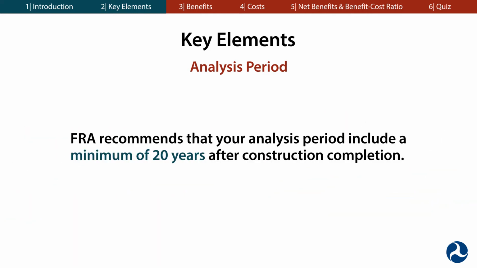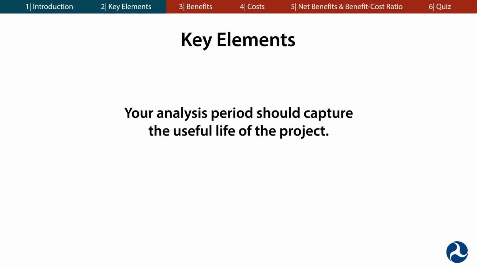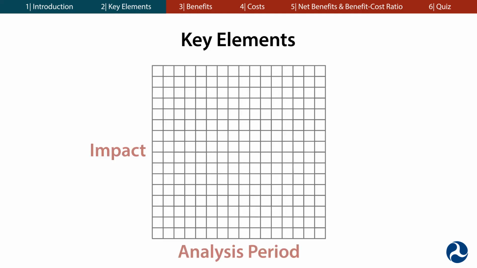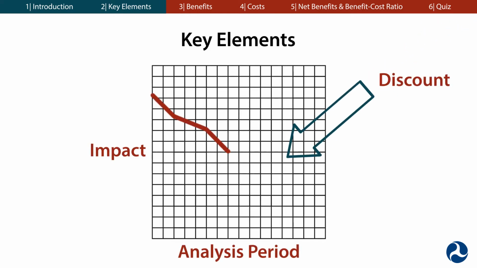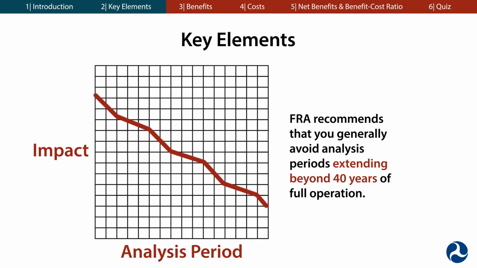FRA recommends that your analysis period include a minimum of 20 years after construction completion. Your analysis period should capture the useful life of the project. However, in a BCA, each subsequent year is discounted more heavily than the previous year, and thus, each subsequent year is increasingly unlikely to impact the overall findings of the analysis. For these reasons, FRA recommends that you generally avoid analysis periods extending beyond 40 years of full operation.